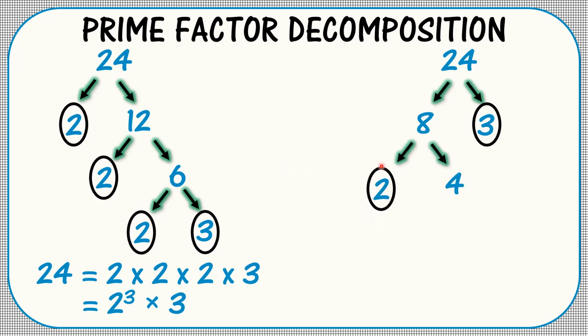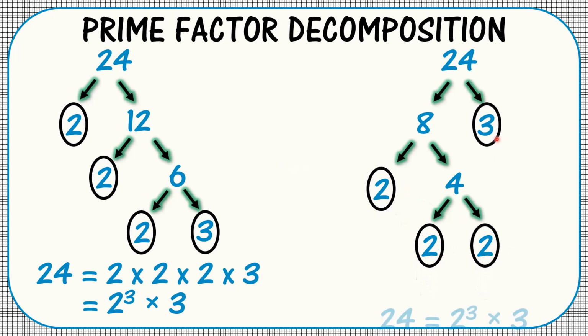Is 2 a prime number? Yes, it is. Is 4 a prime number? No, it is not. Again, we'll break down 4 into 2 times 2. This 2 is a prime number, this 2 is a prime number. And again, you're left with 2 times 2 times 2 times 3. So 24 is equal to 2 cubed times 3.